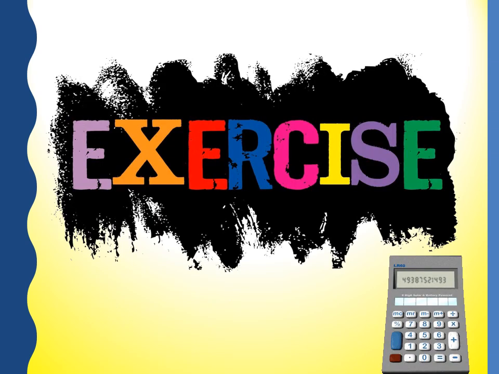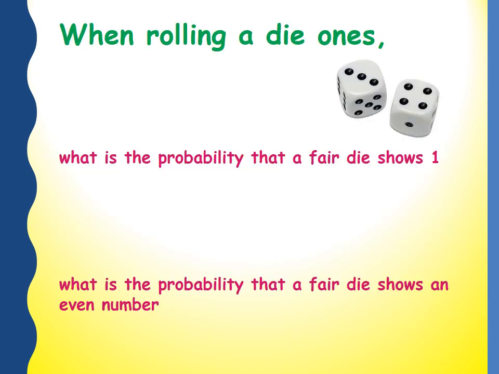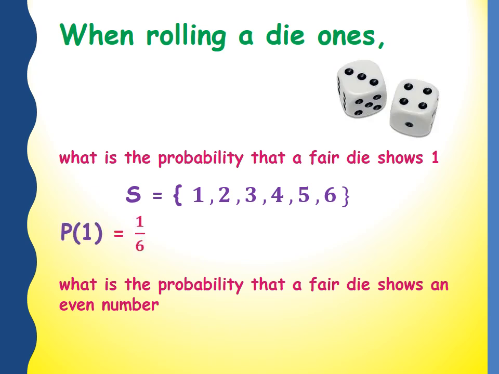Now let's have some exercises. When rolling a die once, what is the probability that a fair die shows 1? Our sample space is 1, 2, 3, 4, 5, and 6. The probability of having 1 equals 1 out of 6. What is the probability that a fair die shows an even number? Probability of having an even number is 3 out of 6, which is half.